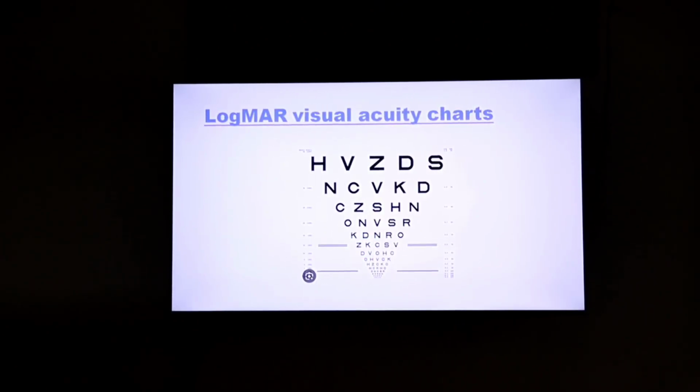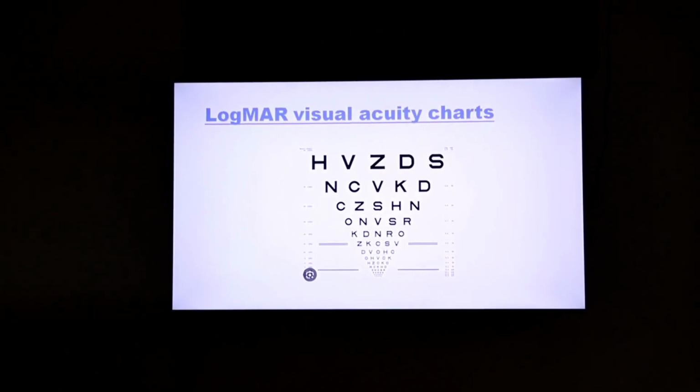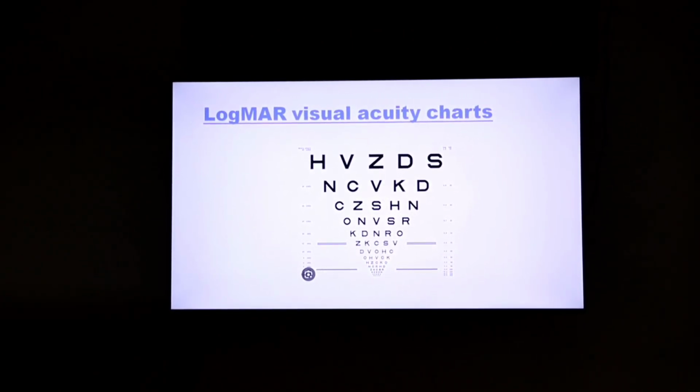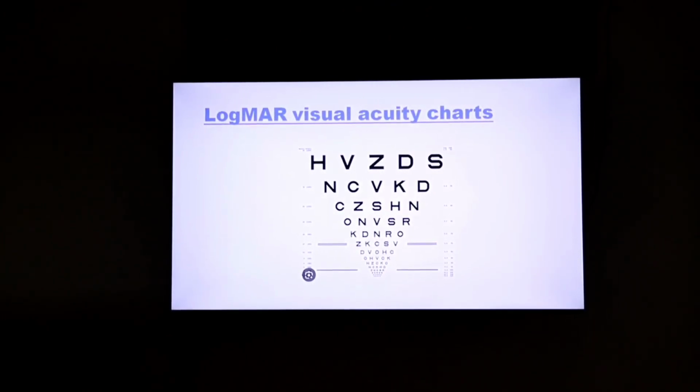Next is the logMAR visual acuity test. LogMAR stands for logarithm of the minimum angle of resolution. It is a more accurate chart which has an equal number of letters in all the lines. It is done at 4 meters of distance and usually done for research purposes.